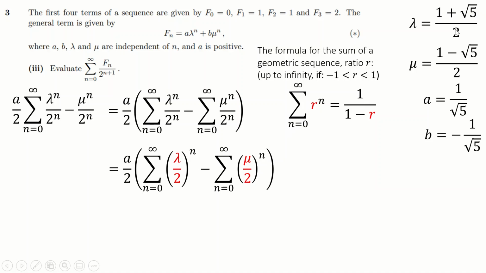Lambda over 2 is this over 2, which is this over 4, right? And that's definitely less than 1 because root 5 is a bit more than 2, so this 1 plus that is a bit more than 3, divided by 4 is less than 1. So that's good. What about mu over 2? Well, mu over 2 is this over 4, I guess.